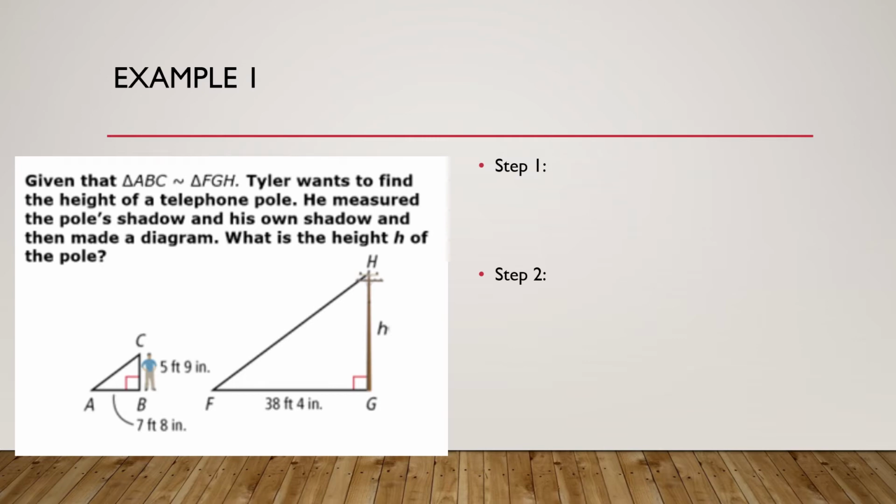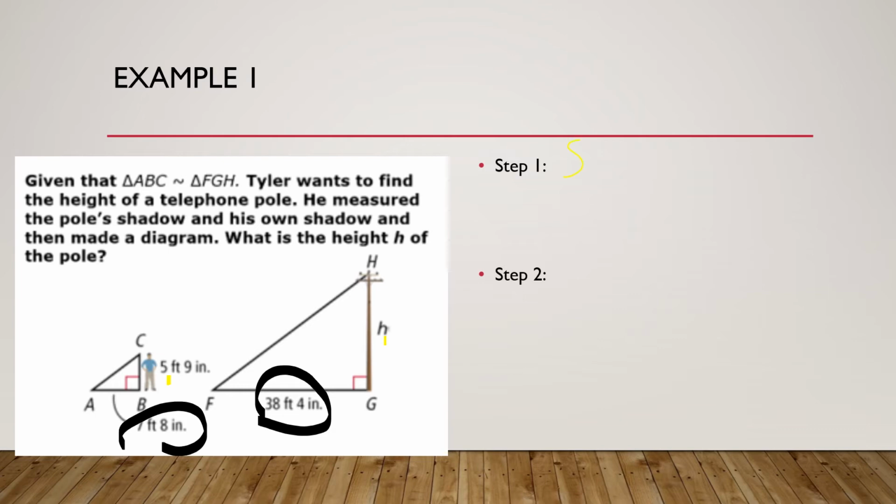So in example 1, we have these two similar triangles. We're going to use what we know about a person's height and compare to a flagpole's height. And we want to see what the height of the flagpole is by using those relationships. The first thing you might notice is that everything is written in feet and inches. So the first thing we're going to do is convert everything into just inches.